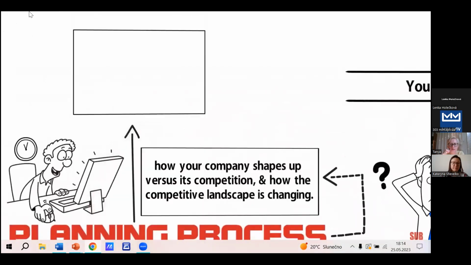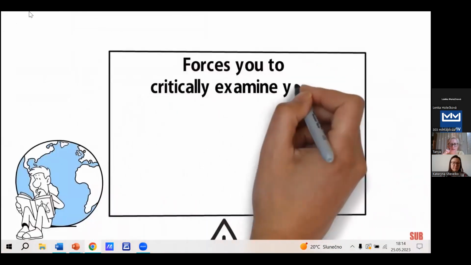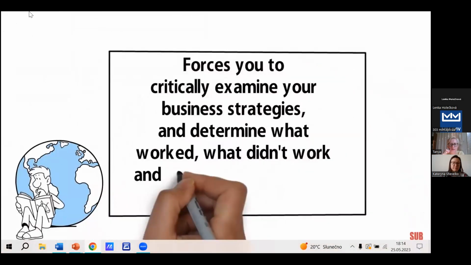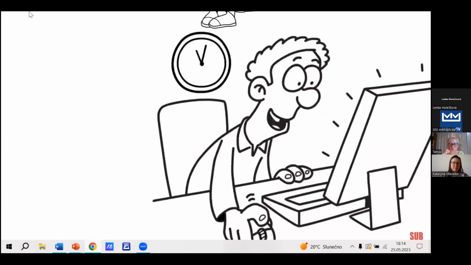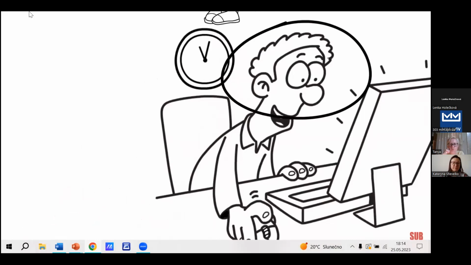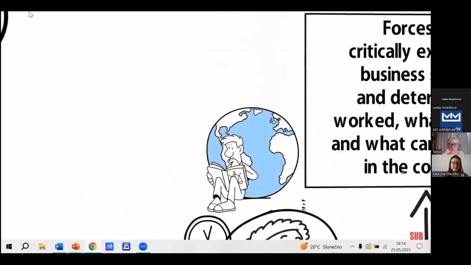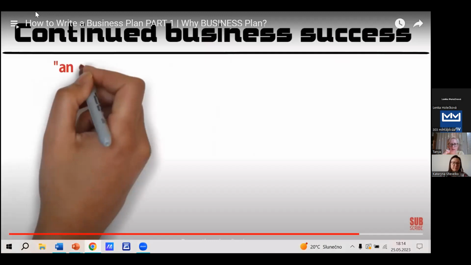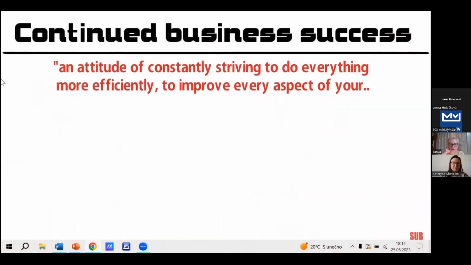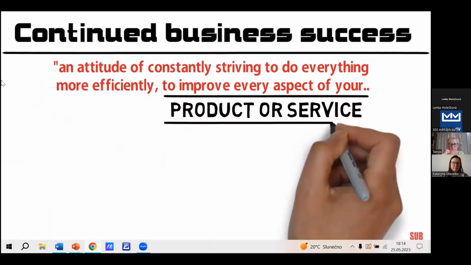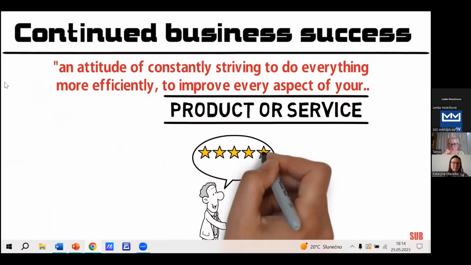The planning process also forces you to critically examine your business strategies and determine what worked, what didn't work, and what could be improved in the coming year. This could be an eye-opening, even sobering experience. Continued business success requires an attitude of constantly striving to do everything more efficiently, to improve every aspect of your product or service offering to keep ahead of your competitors.